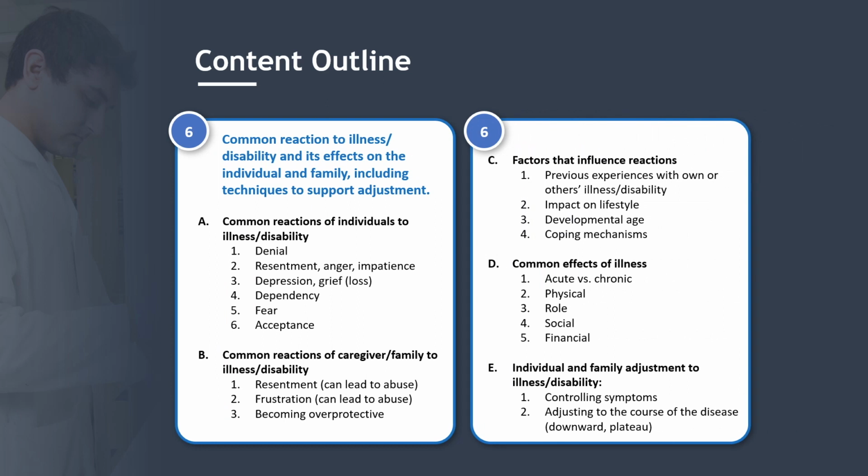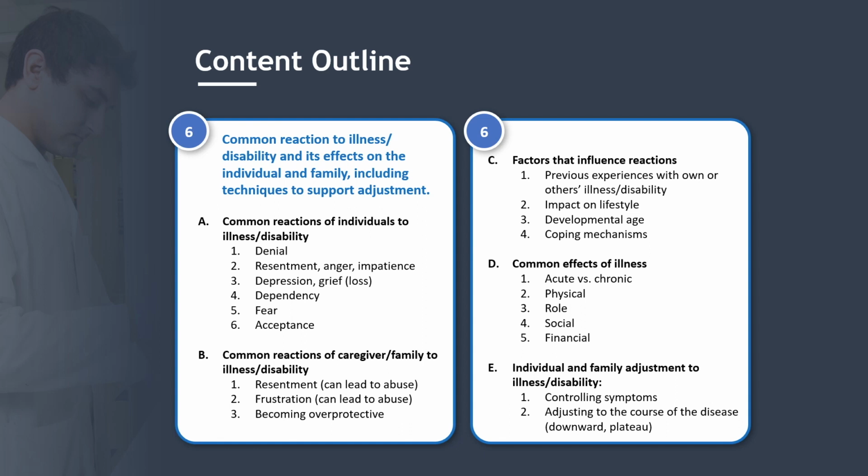Section 6. Common reactions to illness or disability and its effects on the individual and family, including techniques to support adjustment. A. Common reactions of individuals to illness or disability. Denial, resentment, anger, impatience, depression, grief or loss, dependency, fear, and acceptance. B. Common reactions of the caregiver or family to illness or disability. Resentment, which can lead to abuse. Frustration, which can also lead to abuse. Becoming overprotective.